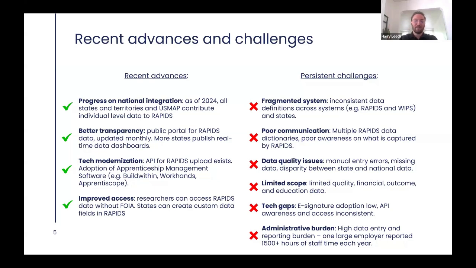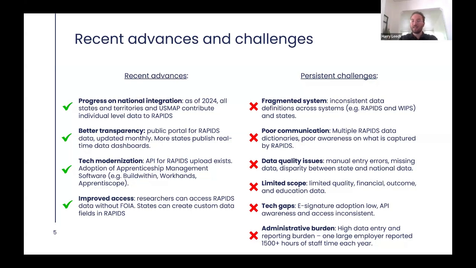And finally, a similar point to transparency. There's been great progress for researchers, especially in getting their hands on data. Ten years ago, you would have had to do a freedom of information request to get anything. Now, a lot of that data is available for researchers.